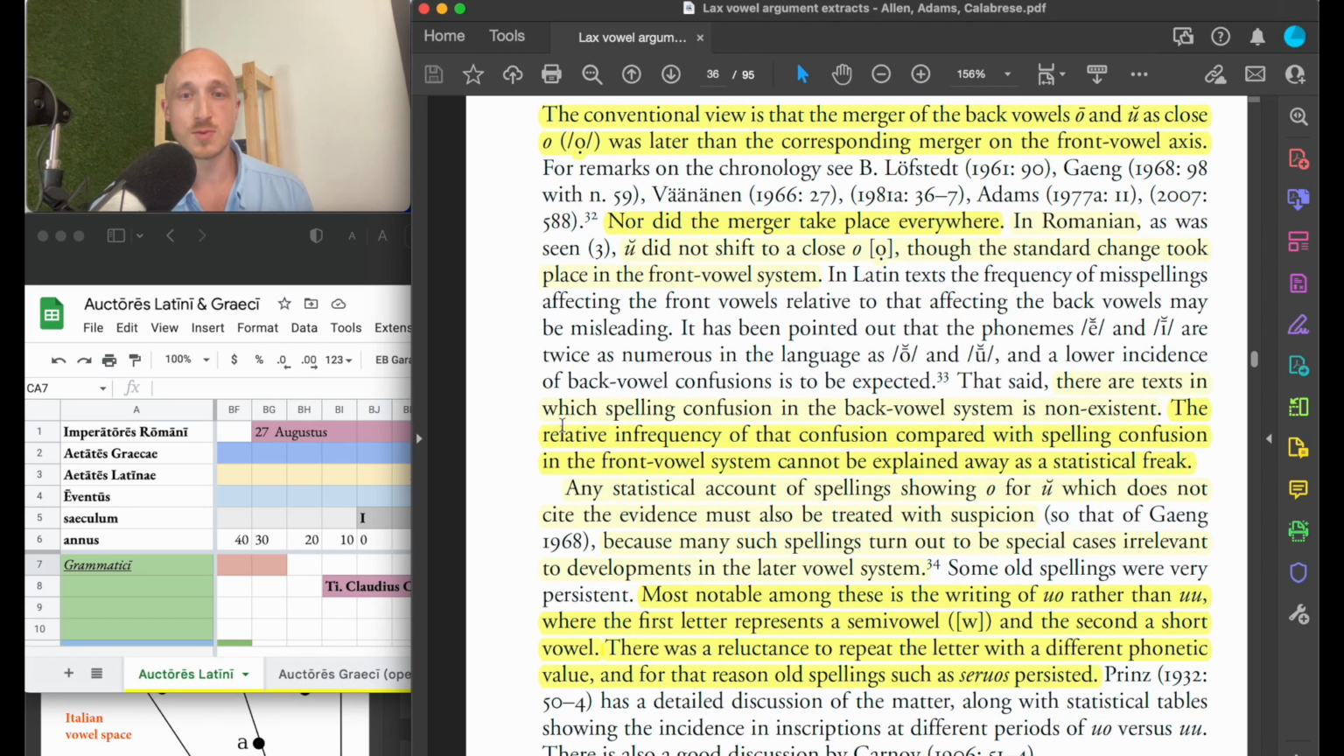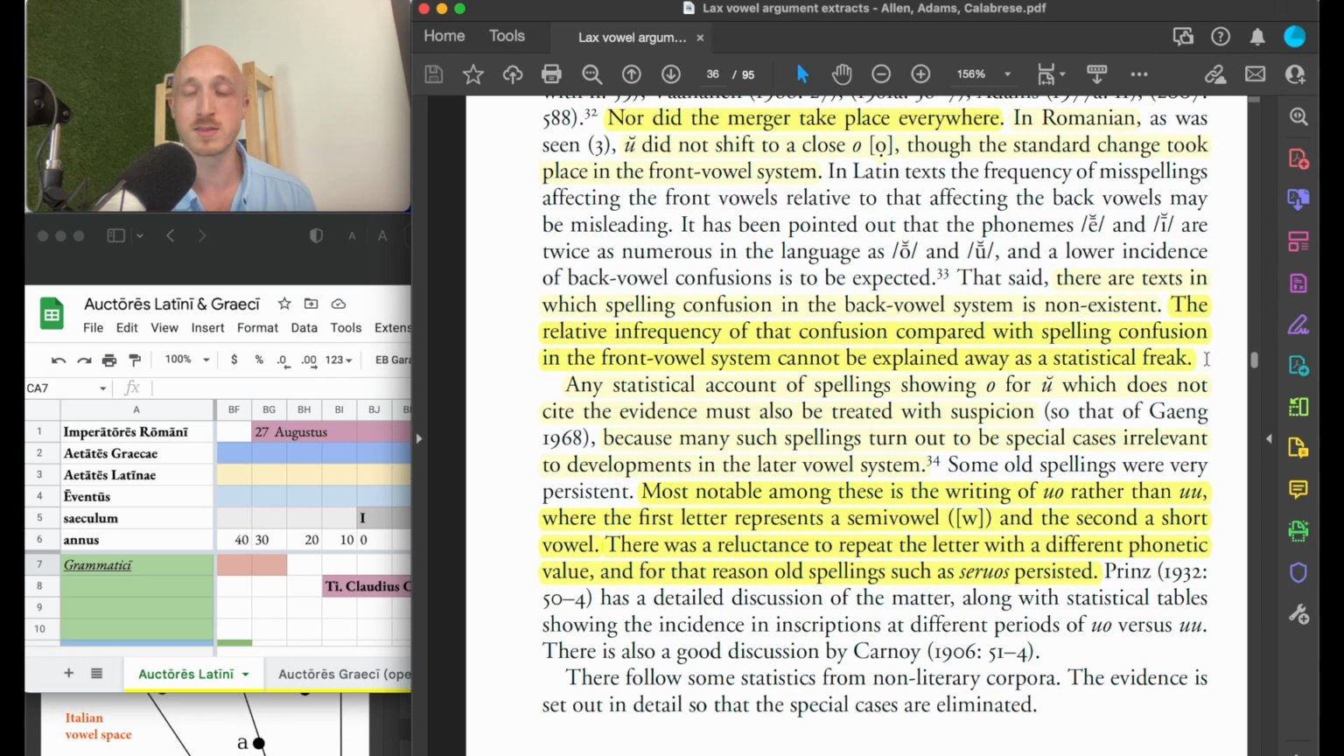There are texts in which spelling confusion in the back vowel system is non-existent. The relative infrequency of that confusion, compared with spelling confusion in the front vowel system, cannot be explained away as a statistical freak. Any statistical account of spellings showing O for U, which does not cite the evidence, must also be treated with suspicion, so that of Gaeng. Interesting that he's kind of throwing some shade at older philologists.